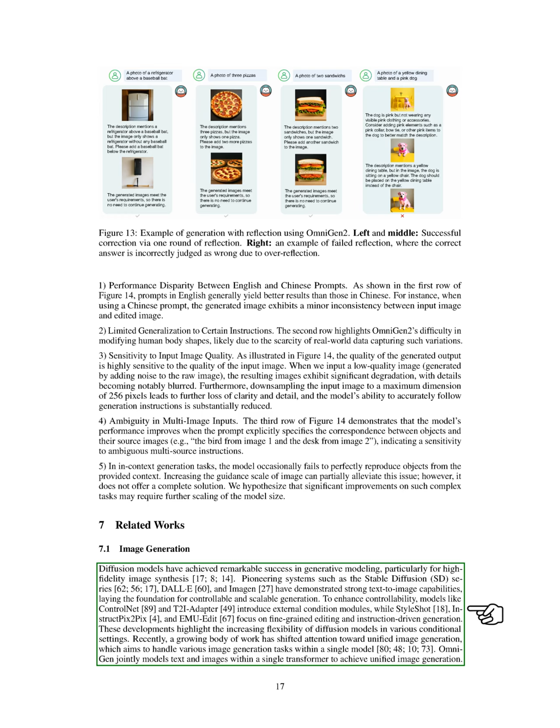In terms of image generation, diffusion models have shown great success in creating high-quality images. Notable systems like Stable Diffusion, DALL-E, and Imagen have established strong text-to-image capabilities, paving the way for more controllable and scalable generation. To improve controllability, models such as ControlNet and T2I-Adapter add external condition modules, while others focus on detailed editing and instruction-driven generation. Recently, there has been a shift towards unified image generation, which aims to manage various tasks within a single model. OmniGen achieves this by jointly modeling text and images in one transformer.